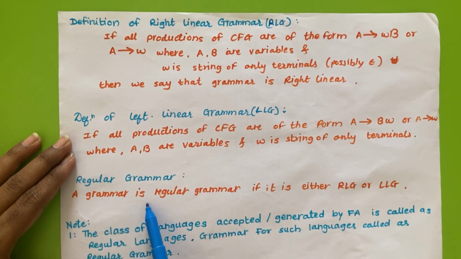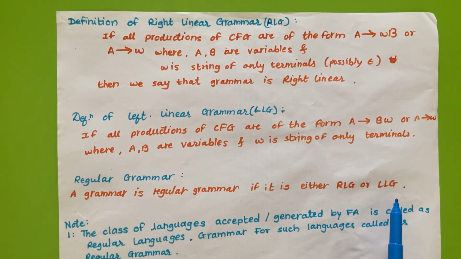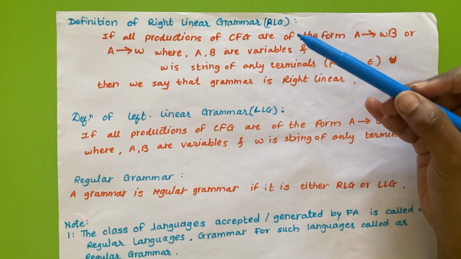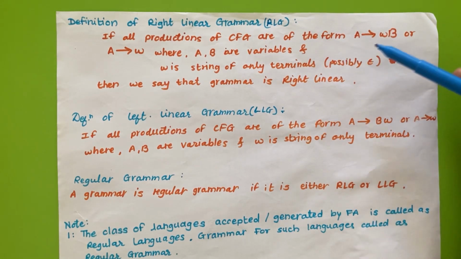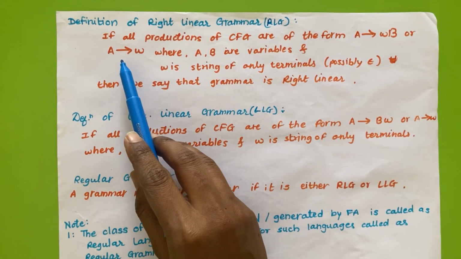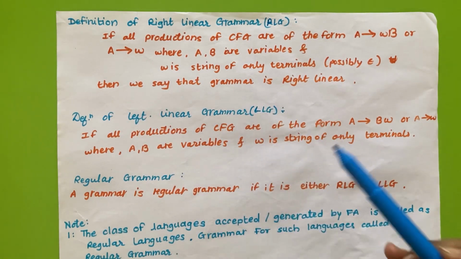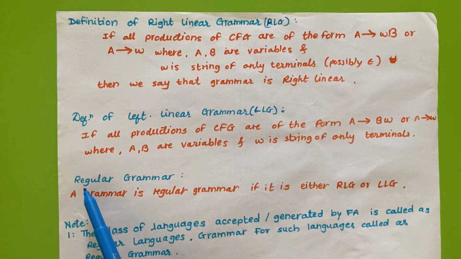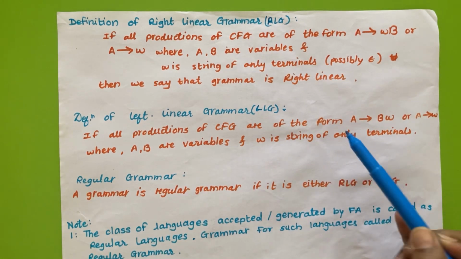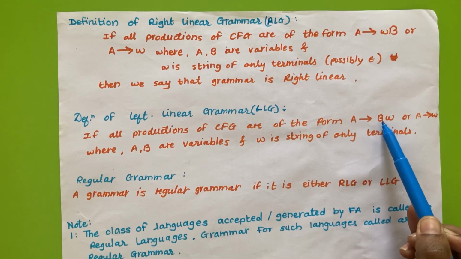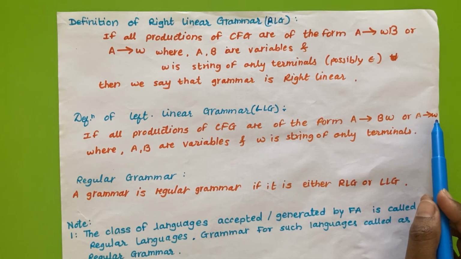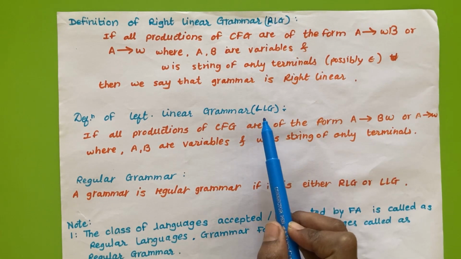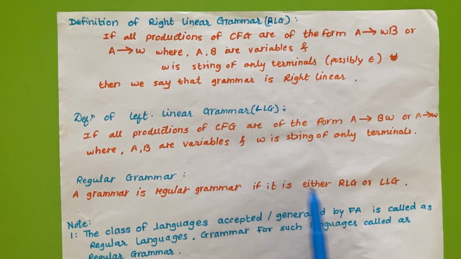Grammar is regular if it is either RLG or LLG. If we have RLG, means all the productions of this format or this format, then that grammar is right linear grammar, and right linear grammar is nothing but regular grammar. Or if we have all the productions of the form A tends to BW or A tends to simply W, then we call it left linear grammar, and left linear grammar can also be regular grammar.